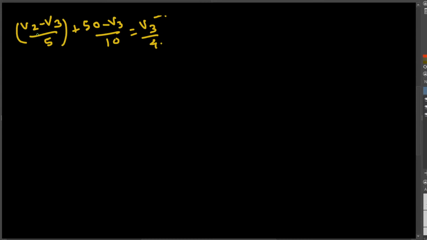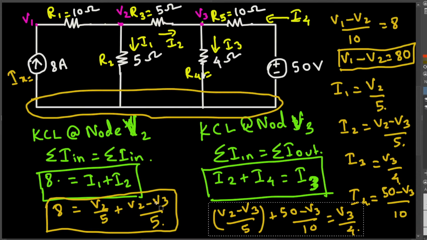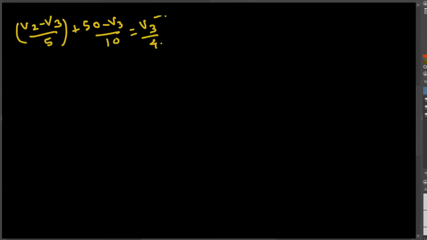So here we have two unknown variables. We have to simplify this one and connect these two together. Here we have V2, V3, V2, V3. So to simplify this one, what can I multiply? You can think about a value. If you multiply, all the denominators will cancel.